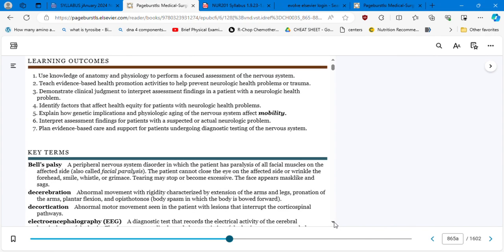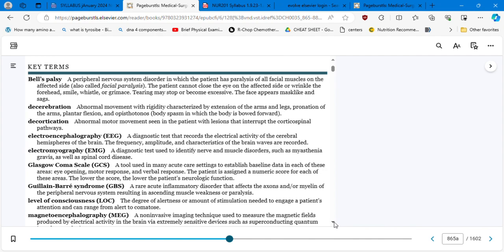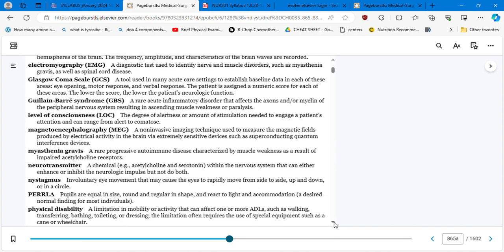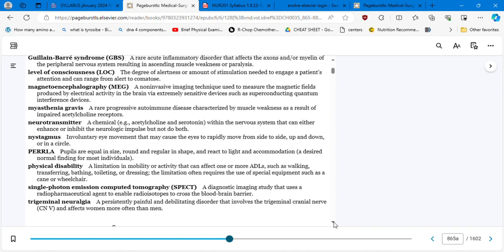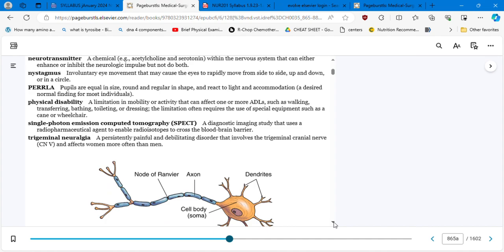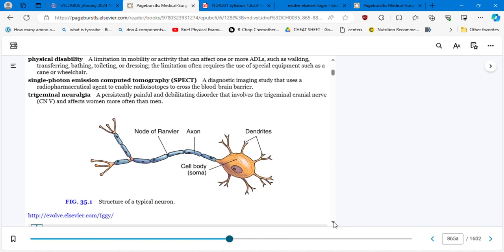So in this chapter, we're going to review Bell's palsy, decerebration, decortication, electroencephalography, electromyography, Glasgow Coma Scale. Please pay attention to this because it's going to come in the exam. Guillain-Barré syndrome is coming. Level of consciousness, magnetoencephalography, myasthenia gravis is coming. Neurotransmitter, nystagmus, PERRLA, physical disability, single photon emission computed tomography, trigeminal neuralgia is coming in the exam.